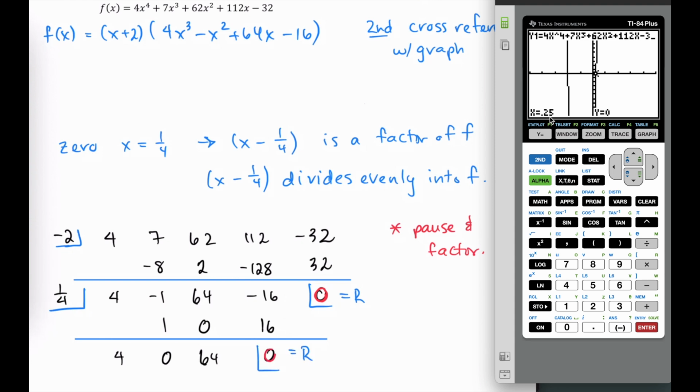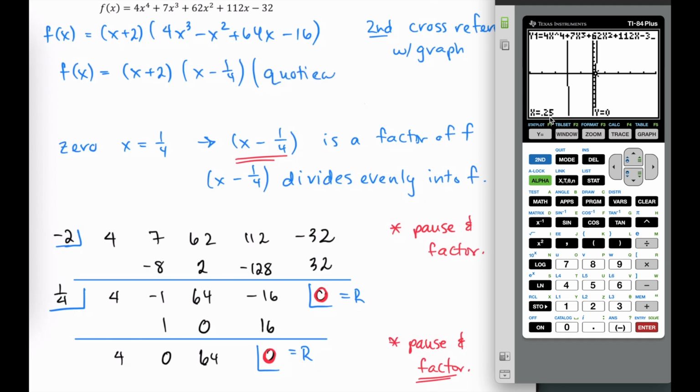Every time we get a confirmed 0, this is where we want to pause with the synthetic division and go back to the factorization. So we copy paste the x plus 2 factor, and we just divided out the factor of x minus 1/4. So we have x minus 1/4, which is then going to be multiplied by the quotient that we obtained from the synthetic division.